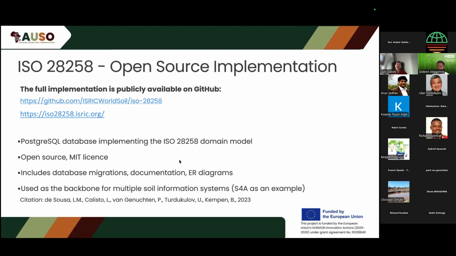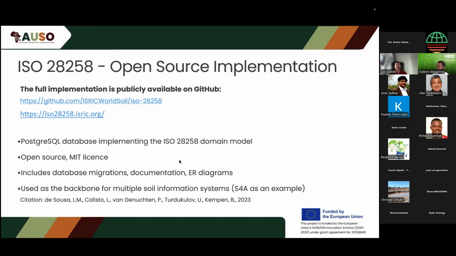Our implementation follows the Postgres database, and we implemented it on top of a Postgres database. You can download it, you can use it, it's free. The license is MIT, you can do whatever you want with it. And the more people use it, the better, because this is a way to share and store soil data, and so it's an implementation of the standard.